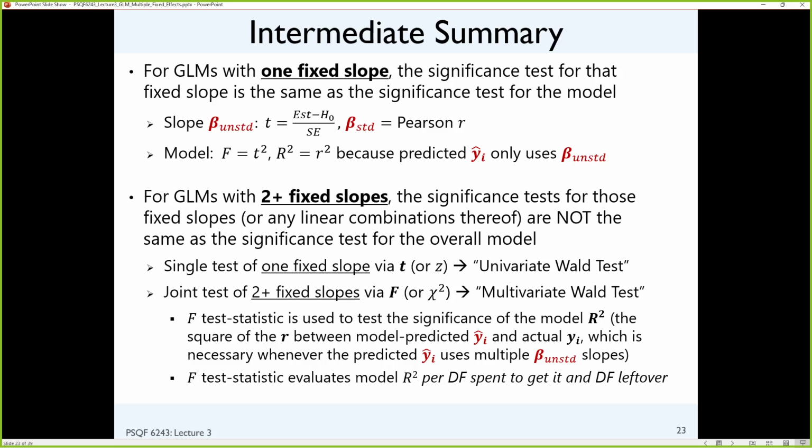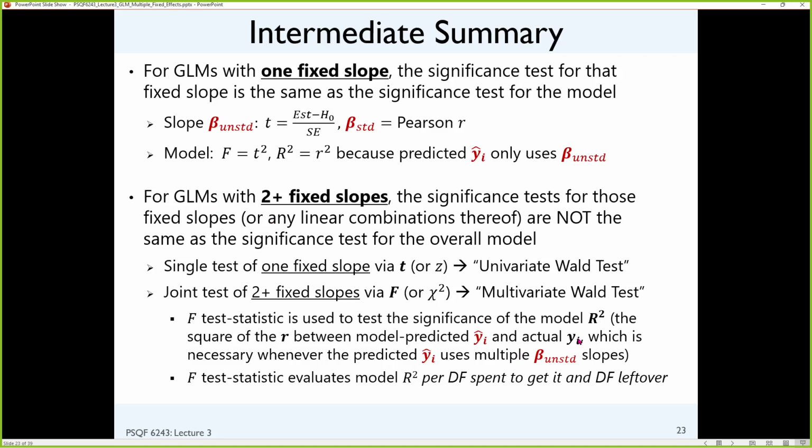So words to put together in your head: explained, accounted for, predicted by the model. Like reasons that we know why some people have a different outcome than other people. That's one pile. And then the other pile is unexplained, leftover, remaining, residual, unaccounted for.